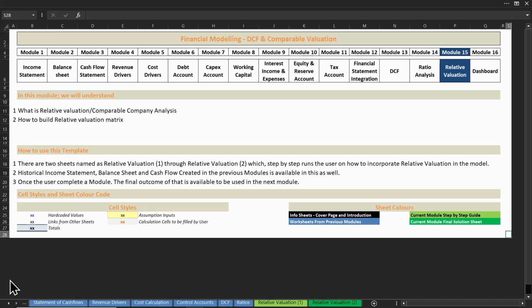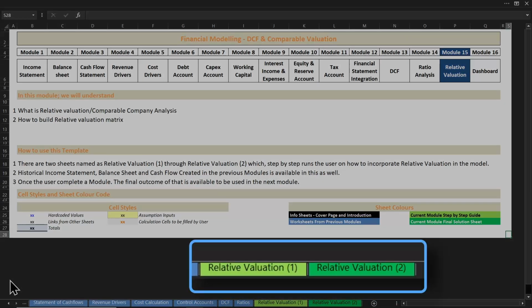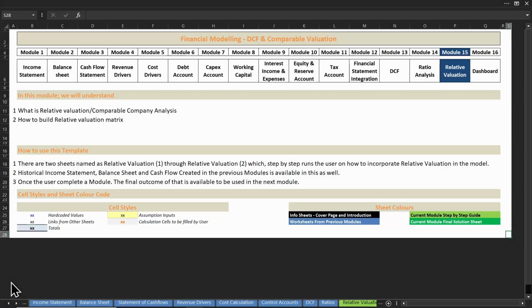We will be using Microsoft Excel. In this template, there are two sheets named as Relative Valuation 1 and Relative Valuation 2, which step-by-step run the user on how to incorporate relative valuation in the model. Historical income statement, balance sheet and cash flow created in the previous modules are available in this as well. Once the user completes a module, the final outcome of that is available to be used in the next module. Now, let's get started.